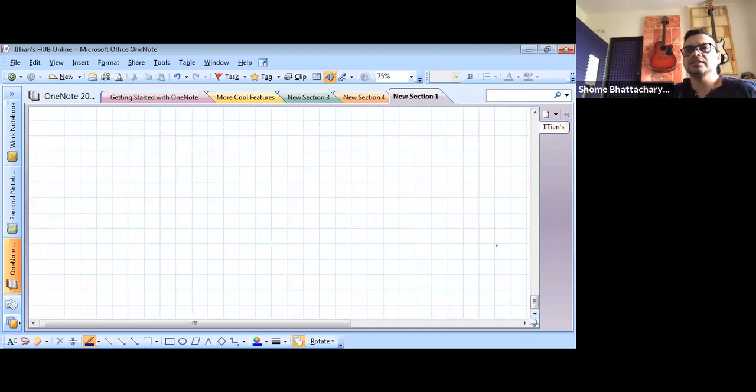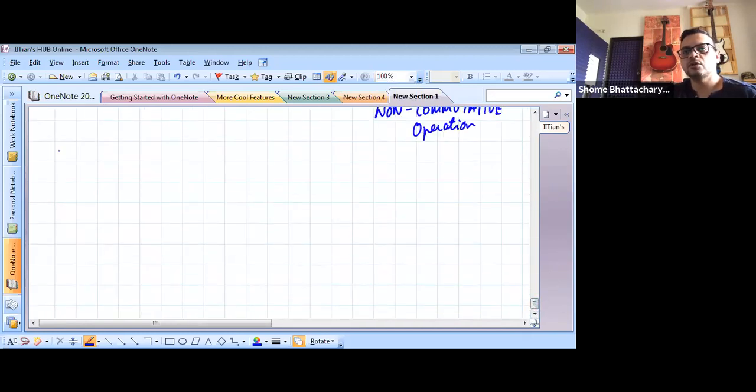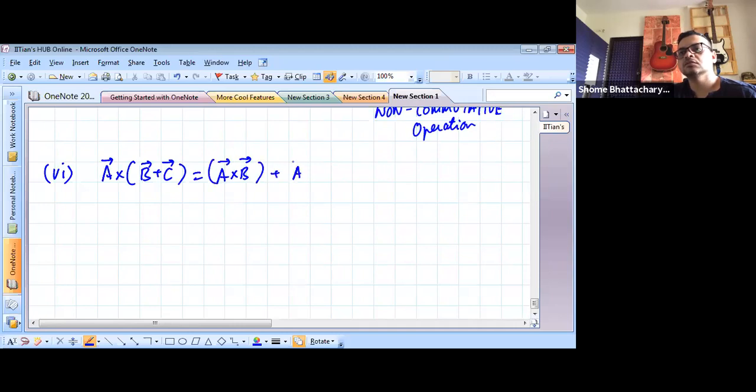All right. Next point, we'll see that what we've already caught on, that it's a distributive property, or it's a distributive operation. A cross of B plus C can be expanded as A cross B plus A cross C. So it is distributive in nature.